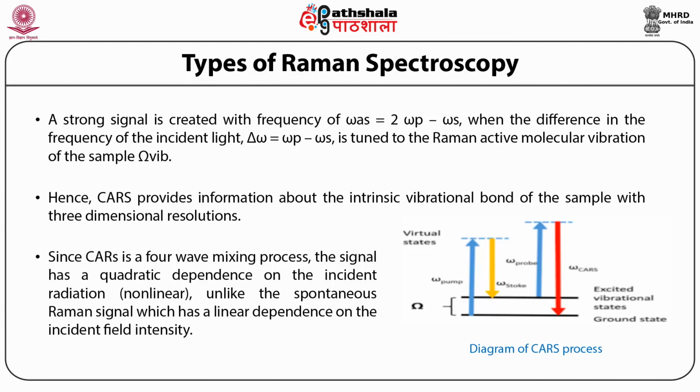Since CARS is a four-wave mixing process, the signal has a quadratic dependence on the incident radiation, unlike the spontaneous Raman signal, which has linear dependence on the incident field intensity. Figure 5 indicates the diagram of CARS energy levels.